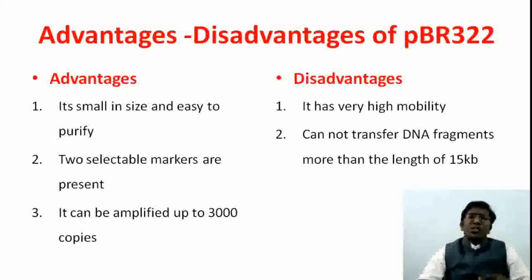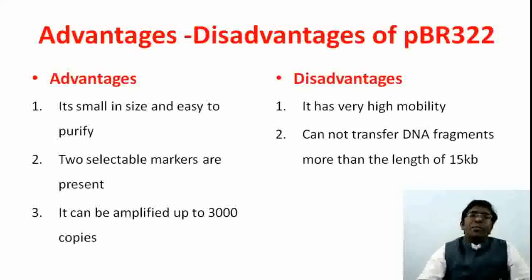And there are two selectable markers, that is the AMP gene and the TET gene, which are antibiotic resistance genes: the ampicillin resistance gene as one marker and tetracycline as another marker. Two selectable markers are present, and this pBR322 can be amplified up to 3000. It means up to 3000 copies it can produce.